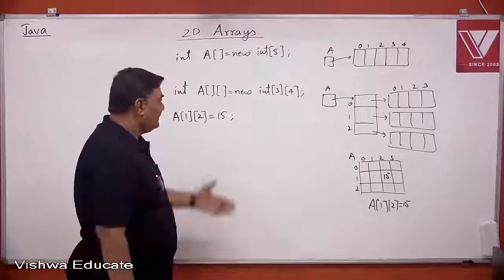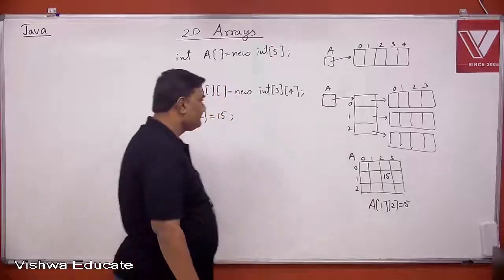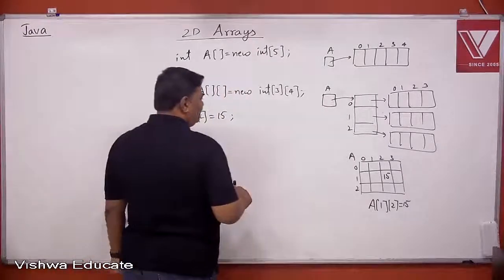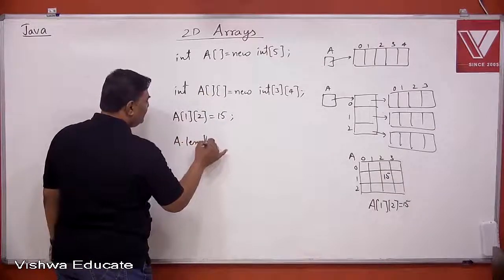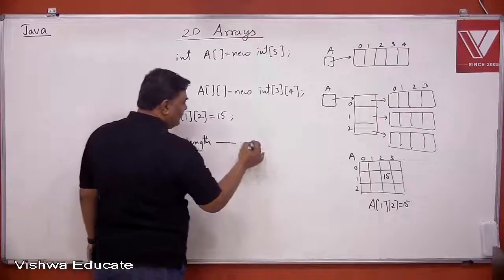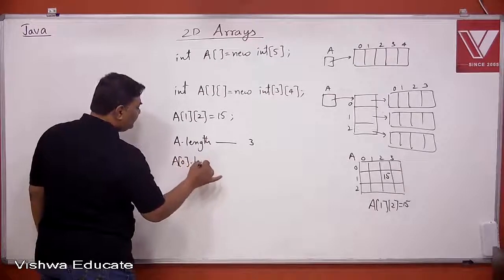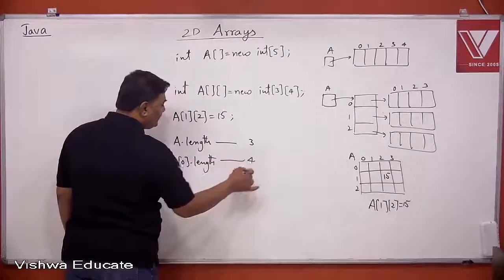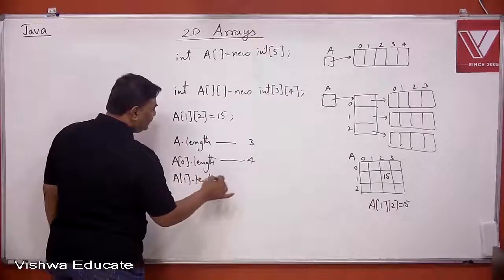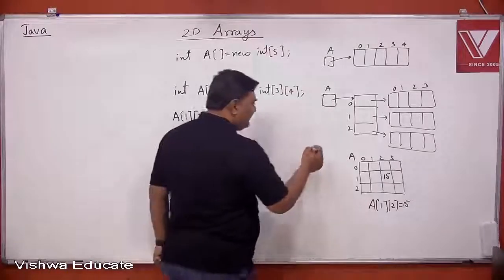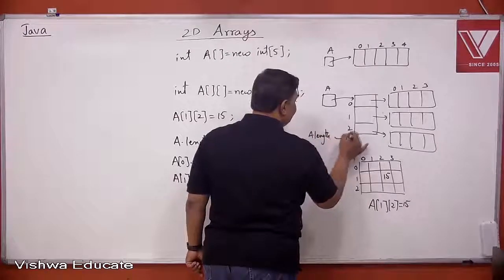Alright. So this is a two-dimensional array and this is how it looks. Then one more thing. If I say a.length, what do I get? a.length is 3. Then if I say a[0].length, what do I get? 4. And if I say a[1].length, then what do I get? 4. So if I say a.length, I get this length.